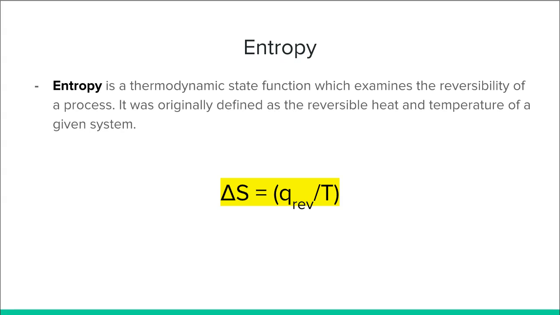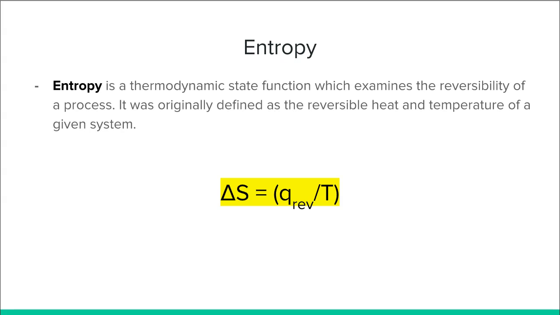Okay, so it was originally defined as a reversible heat and temperature of a given system. So you can see down here, S is the letter that we're going to use to represent entropy. So delta S equals, remember Q from 111 represents the heat, and we're talking specifically about heat in the reversible sense, and that is over temperature, and that's how entropy was originally defined.